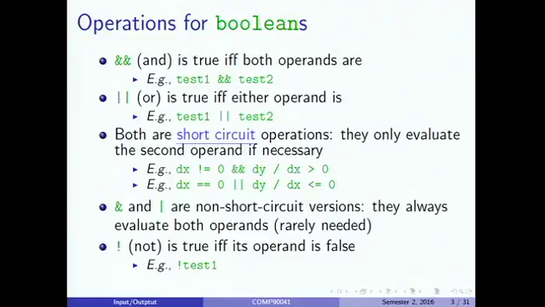There's the exclamation point by itself. That's just negation. It's just not. So, not of something is true if its operand is false, and it's false if its operand is true. It's just not. So you might say something like not test1.